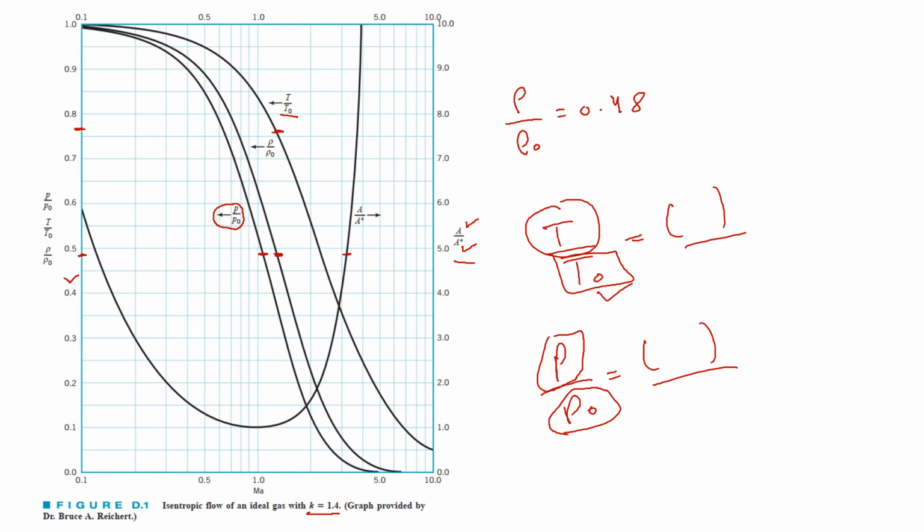So this is a useful graph that was provided by Bruce A. Reichardt, and we can use this graph to find these relations, or we can use the equations that we just saw in the previous slide.